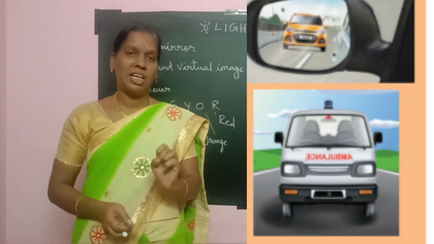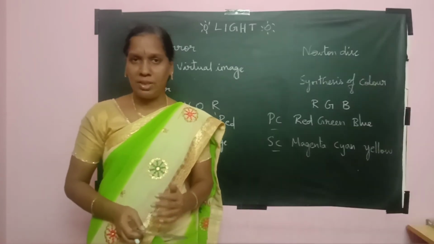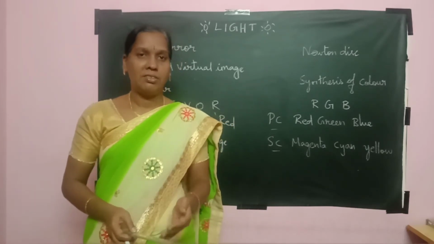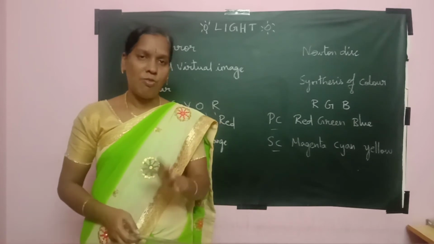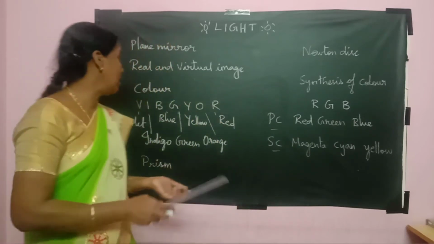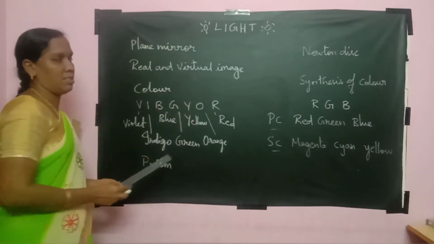So you can see now in the ambulance, the letters will be written in the backward direction. This property is said to be lateral inversion. And next, when you see, the plane mirror always forms virtual images. So here you can see two types of images, real and virtual images.